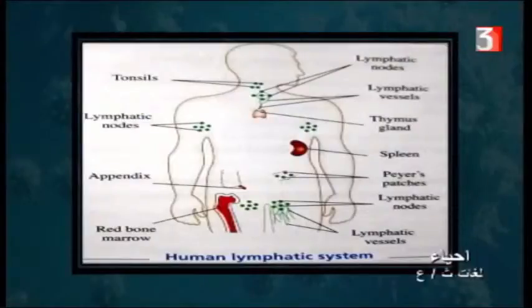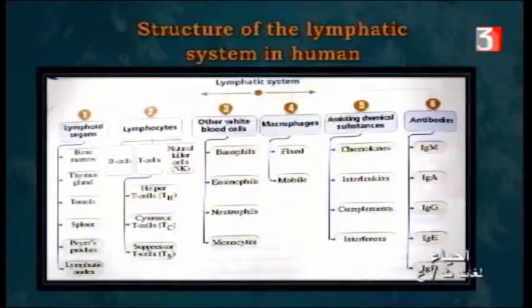Also, Peyer's patches and the appendix are found in the human. Red bone marrow contains some of the lymphatic organs. Also, lymphatic nodes are found beside the pelvic region and the upper part of the two legs. What is the structure of the lymphatic system in human?